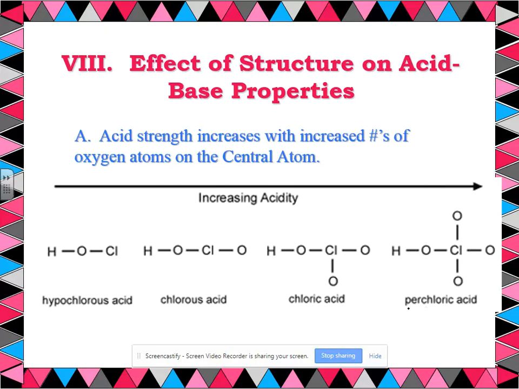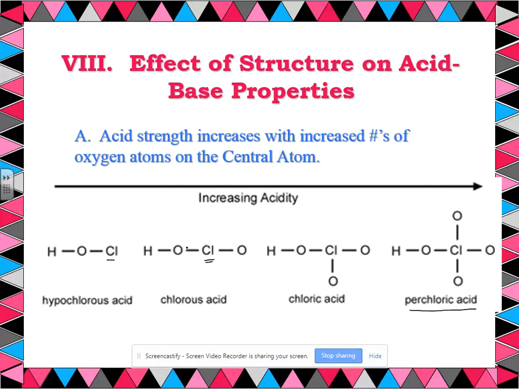Now, perchloric acid happens to be one of our 6-pack of acids, one of our 6 strong acids. These other 3 are weak acids. However, if you look at the number of oxygens on the central atom, in this case, we're calling the chlorine the central atom. In hypochlorous acid, there's only 1 oxygen on the central atom. It's your weakest. The acid strength increases with the more oxygens on the central atom.